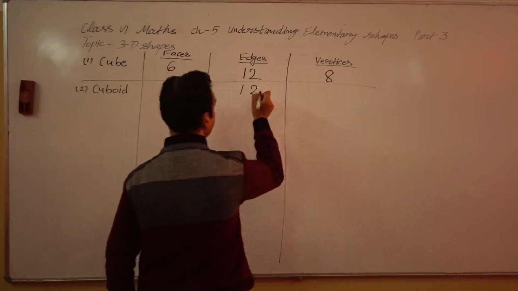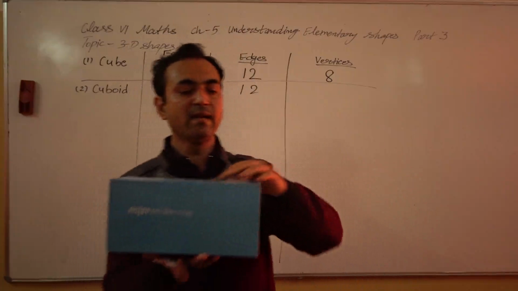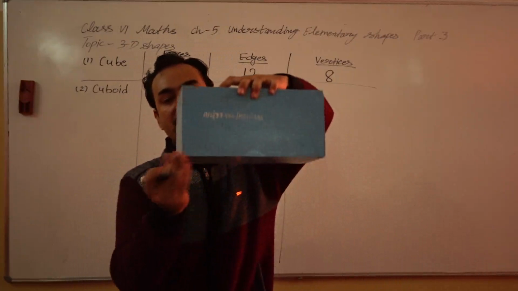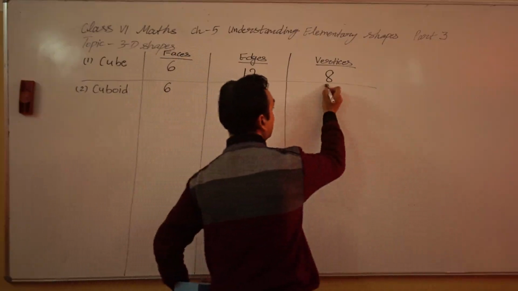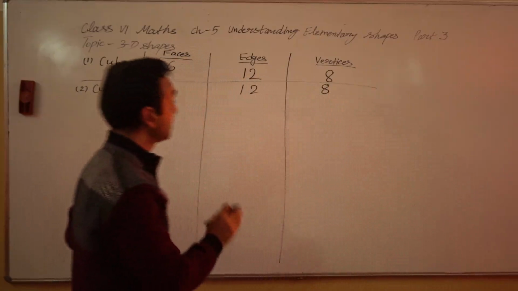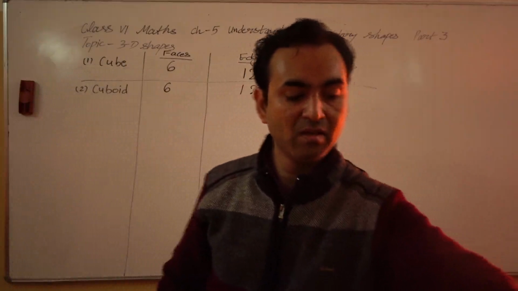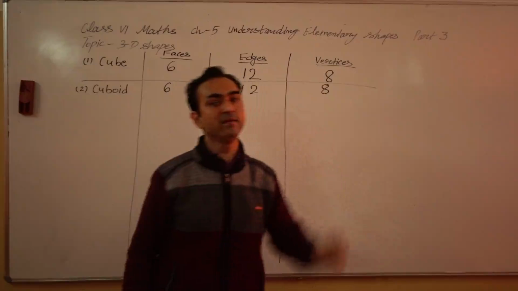Total 12 edges. How many vertices? Corners, you can say? 1, 2, 3, 4, 5, 6, 7, 8. Total 8 vertices. So now you can see in cube and cuboid the number of faces is equal, number of edges equal, number of vertices equal.